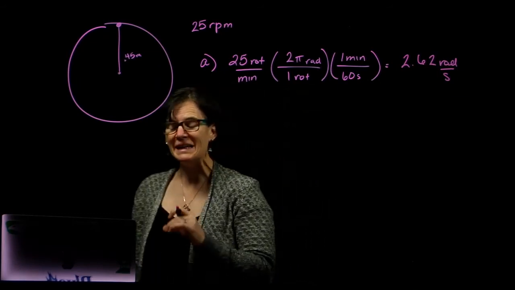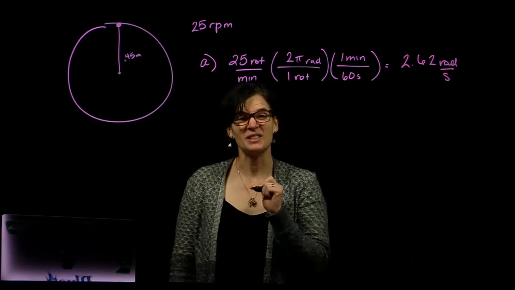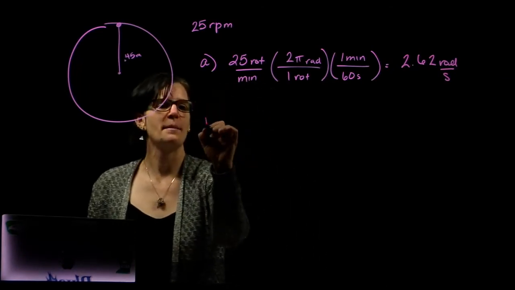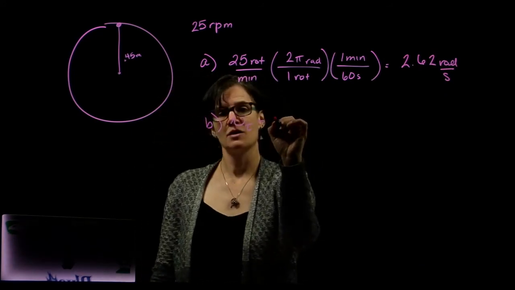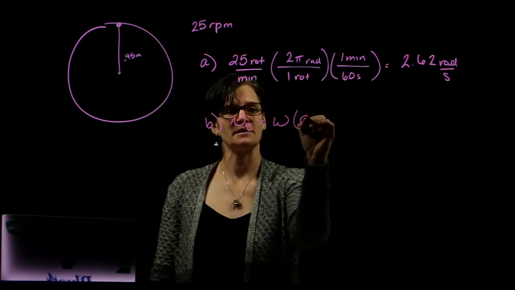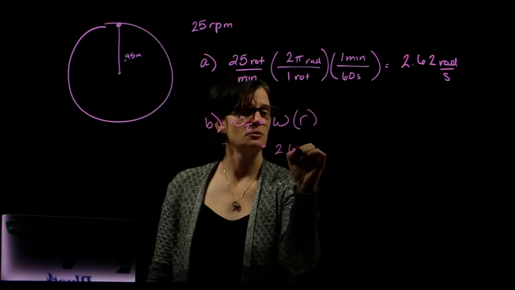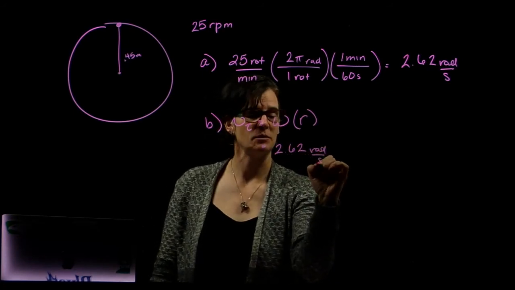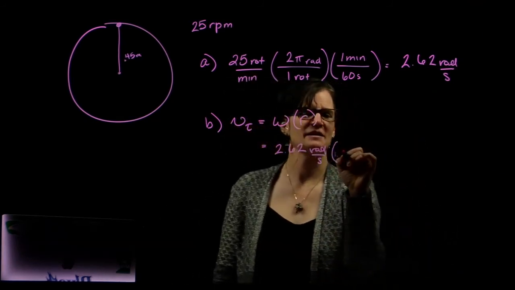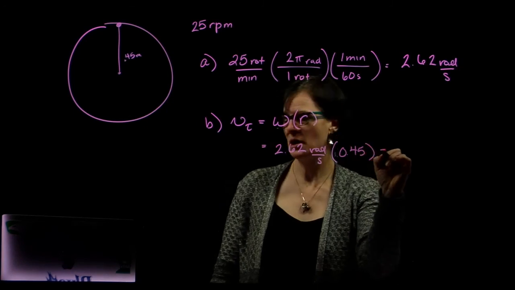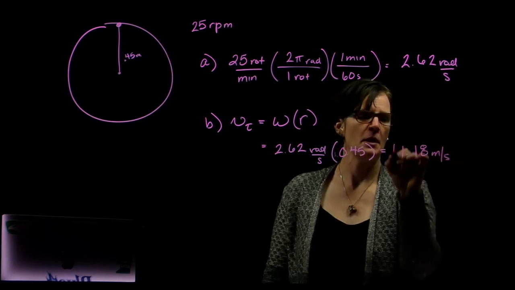All right, part B asks, what is the tangential velocity of that penny as it's going at this rate? So we want to remember that the tangential velocity is equal to the angular velocity, omega, times the radius. So now that we have our angular velocity, 2.62 radians per second in the appropriate unit, doing that, times the radius of 0.45 meters, we find out that our tangential velocity is 1.18 meters per second.